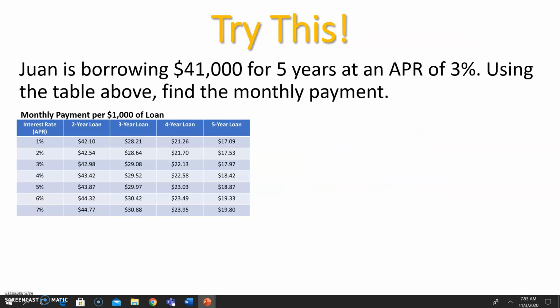Now it's your turn to try. One is borrowing $41,000 for 5 years at an APR of 3%. Using the table below, find the monthly payment. Pause the video, submit your work on Desmos, and then continue.